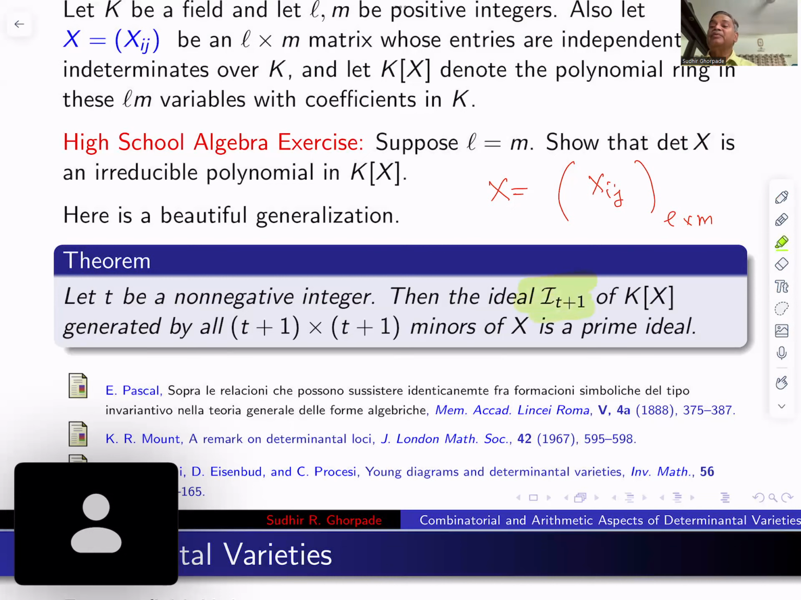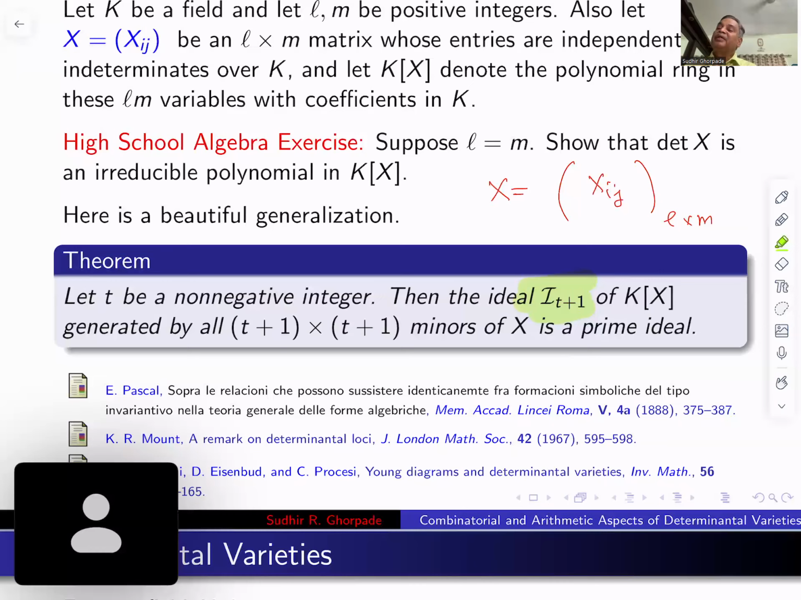I_{t+1}, the ideal generated by the (t+1)×(t+1) minors, and the property says that this is a prime ideal. Notice that if L is equal to M, and let's say t is equal to L minus 1, which means t plus 1 is equal to L, then the only (t+1)×(t+1) minor is the determinant. So in that case, it's just the principal ideal generated by the determinant.